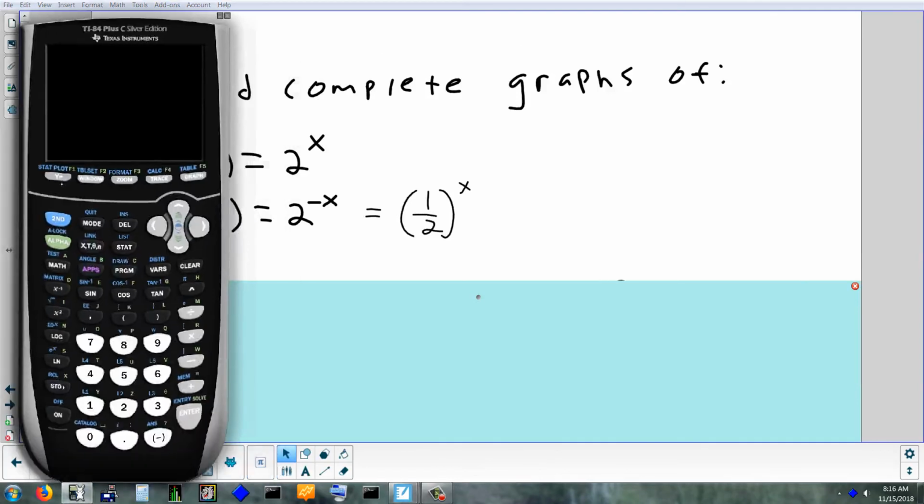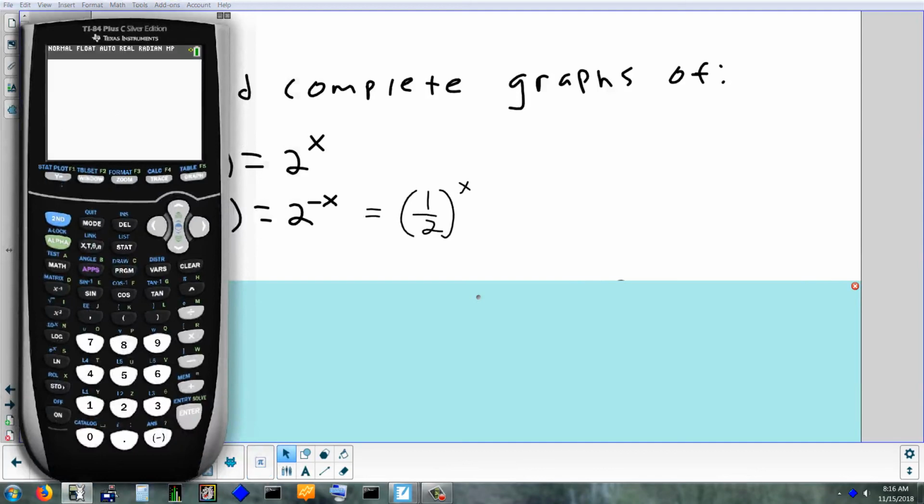So let's look at turning the calculator on. And we've got 2 to the x. And I'm going to type it in as 1/2 to the x. Yeah, it's a few more buttons, especially if you press the right ones. But it's okay. 1/2 to the x. Okay, let's hit graph and just see what it looks like.